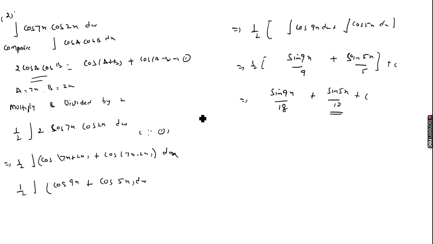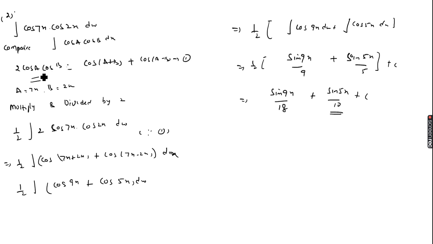So here what we do is the integration of cos 7x cos 2x dx. The form is cos A cos B, and we have a model: 2 cos A cos B is cos A plus B plus cos A minus B. Since both are cos, which is even, both terms are the same, so we have cos A plus B plus cos A minus B.